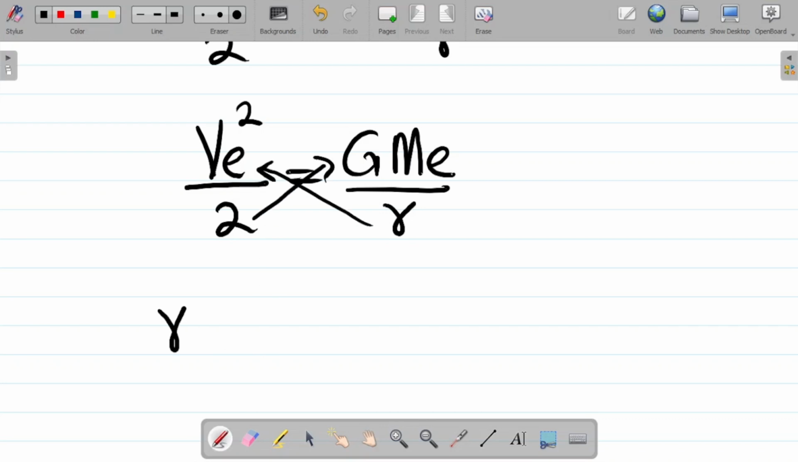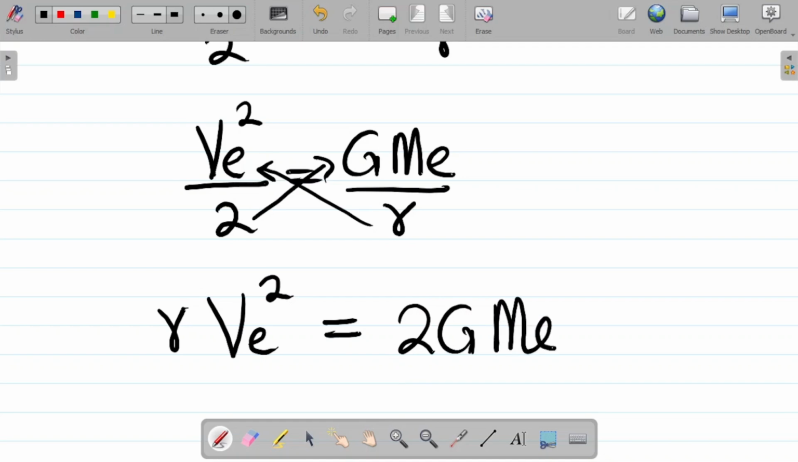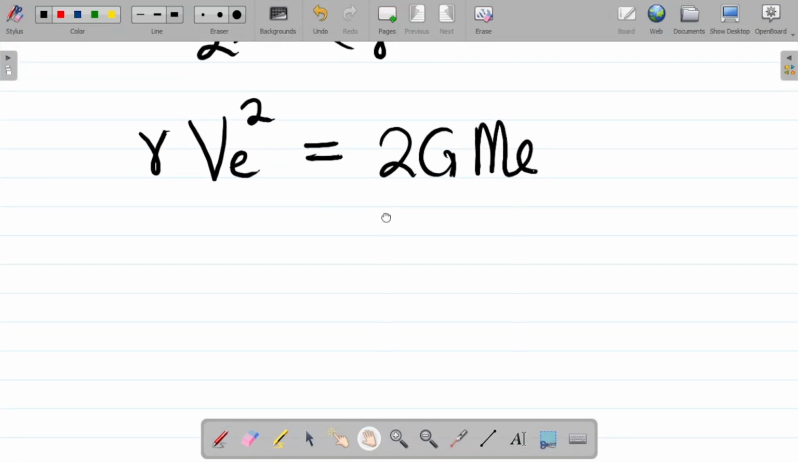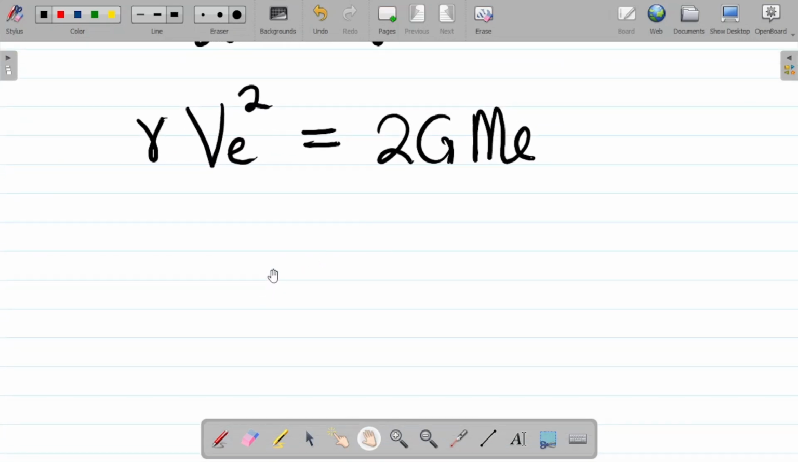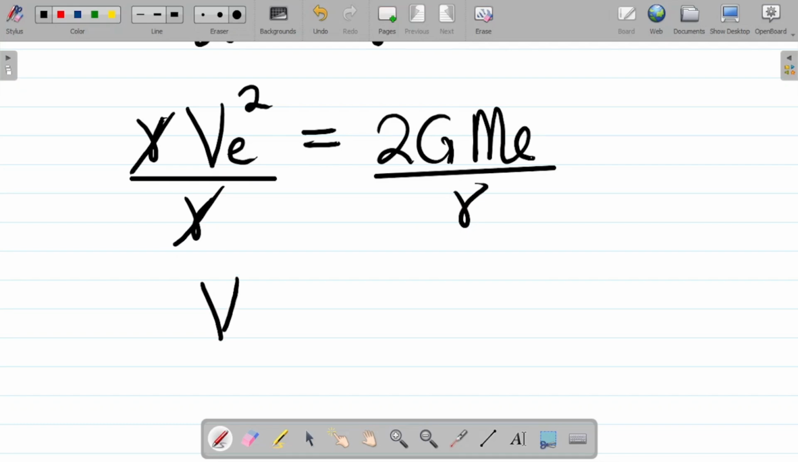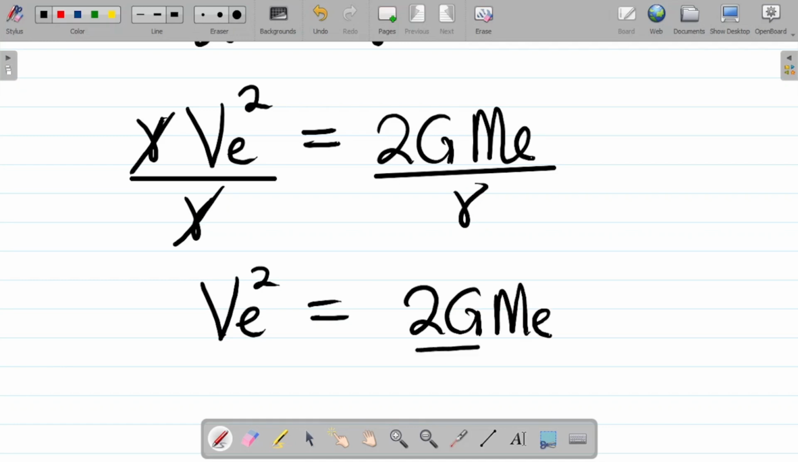So I have r times V_E all squared is equal to 2 times G times mass of the earth. So we have this one here. All right, from here, let's proceed. Our next task will be to divide here by r, also divide here by r. This cancels this. So the escape velocity squared is equal to 2G mass of the earth all over r.